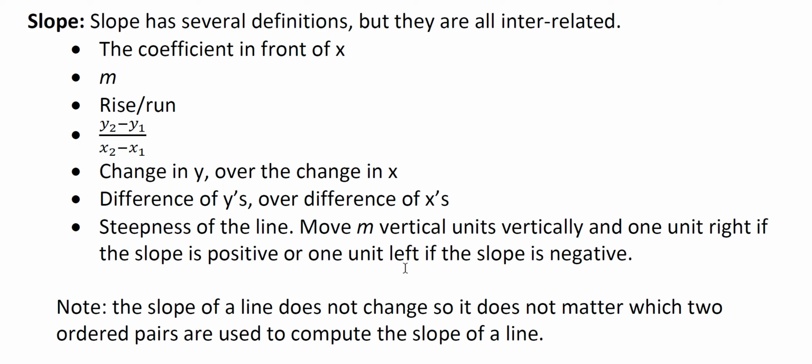It can also be explained in percentages, like the grade of a road. Pitch of a roof might be described as a 5 over 12, so up 5 feet for every 12 feet over. There are different ways to use slope in real life.